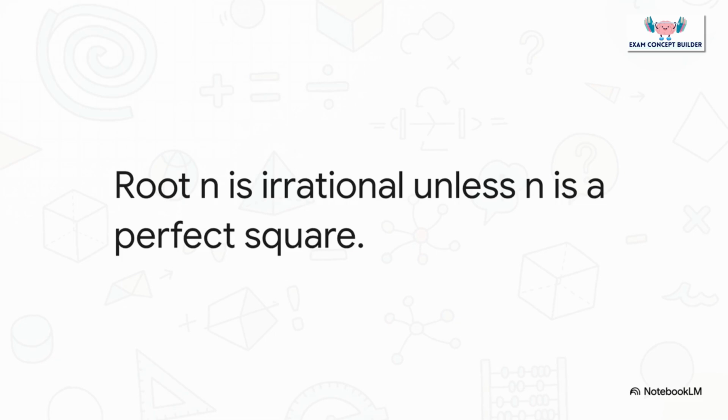I'm stressing this exact rule so you don't get tricked on the test. If an exam asks you to categorize the square root of 9, don't just blindly write irrational just because you see a root sign. The square root of 9 is exactly 3, which is totally rational. But the square root of 5? That's irrational, because 5 is not a perfect square like 1, 4, 9, or 16.